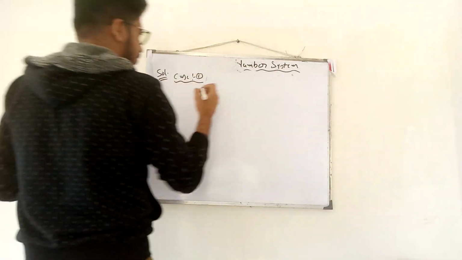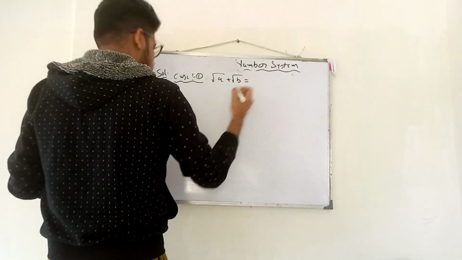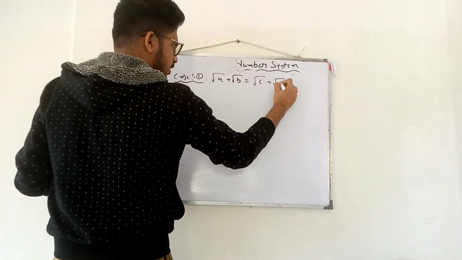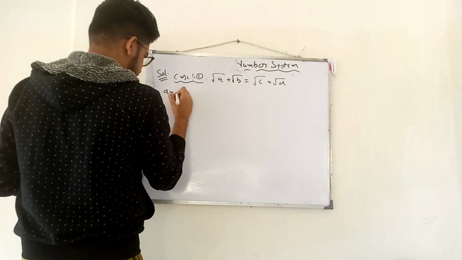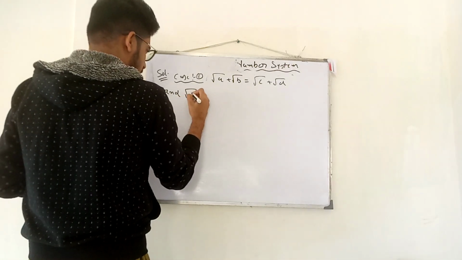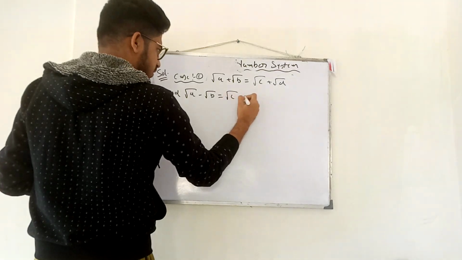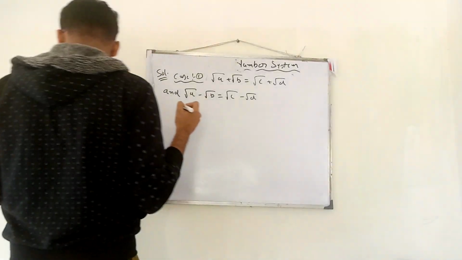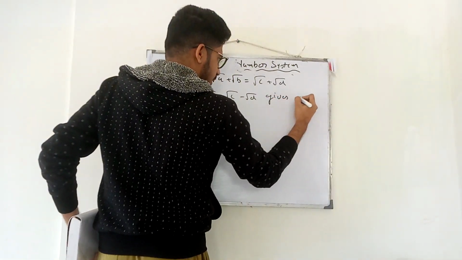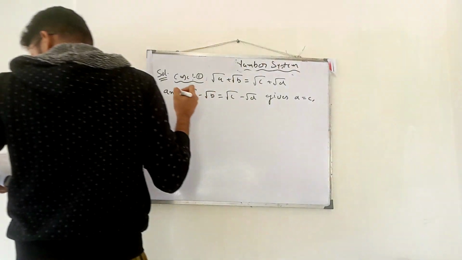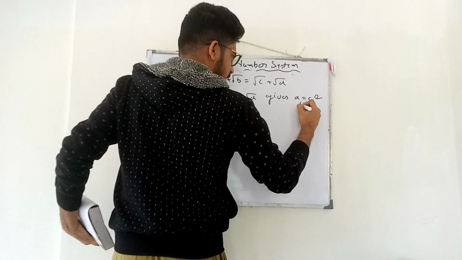Case 1: root a plus root b is equal to root c plus root d, and root a minus root b is equal to root c minus root d. This gives a is equal to c and b is equal to d.